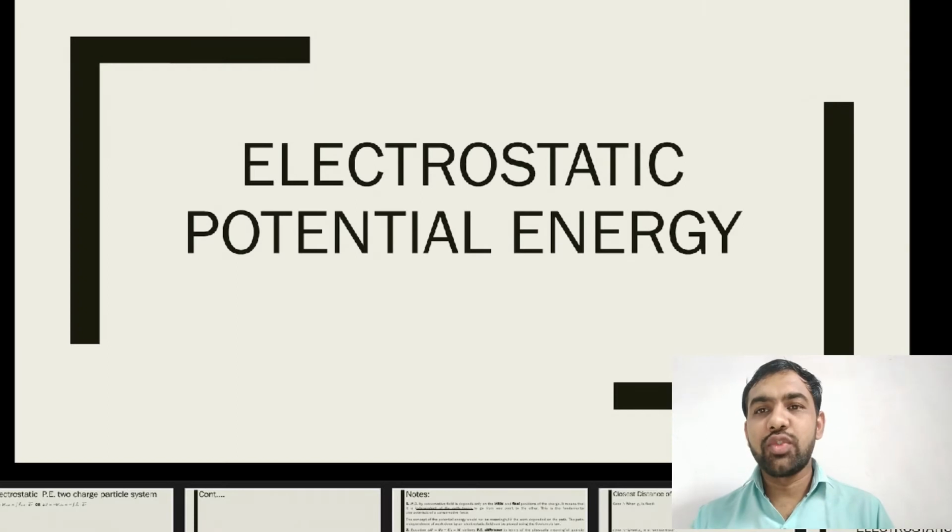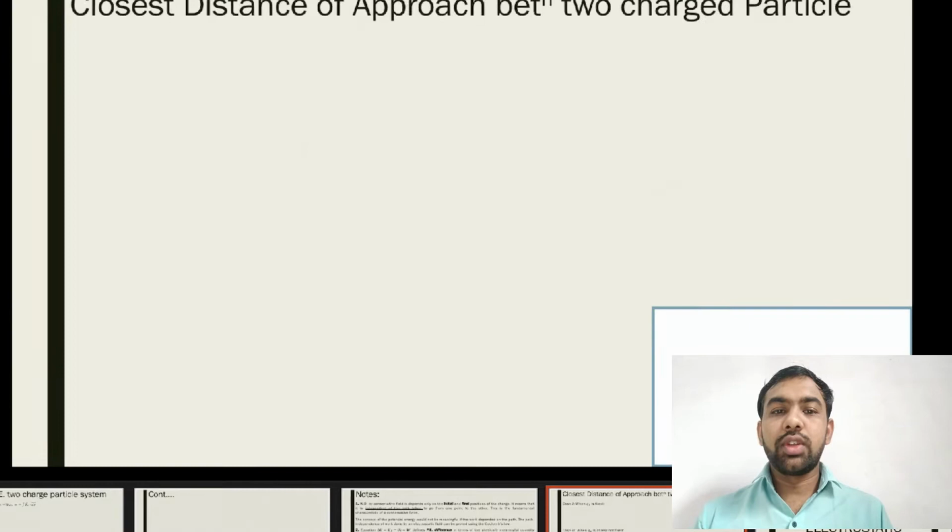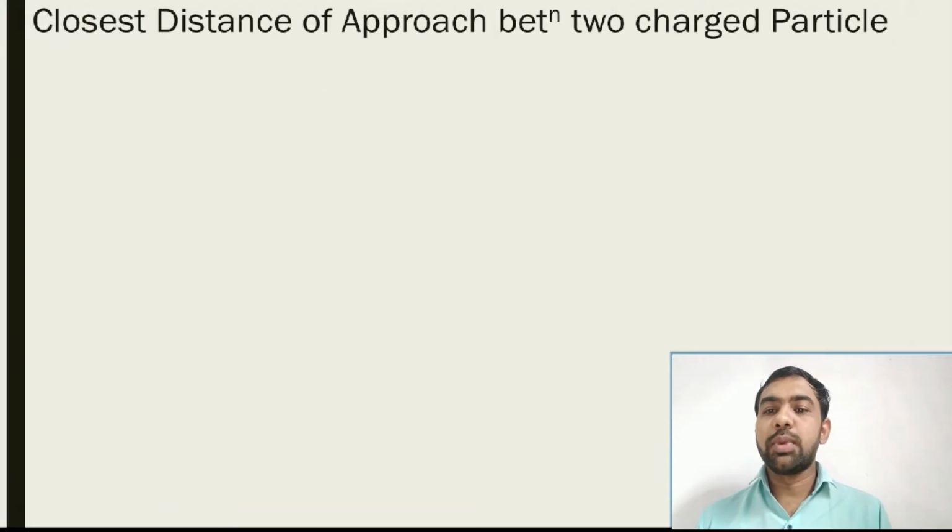Okay guys, in the last session we discussed the electrostatic potential energy between two charges. In today's session we discuss another special case related to electrostatic potential energy: the closest distance of approach between two charged particles. If we have two charged particles Q1 and Q2, how do we find the closest distance of approach?